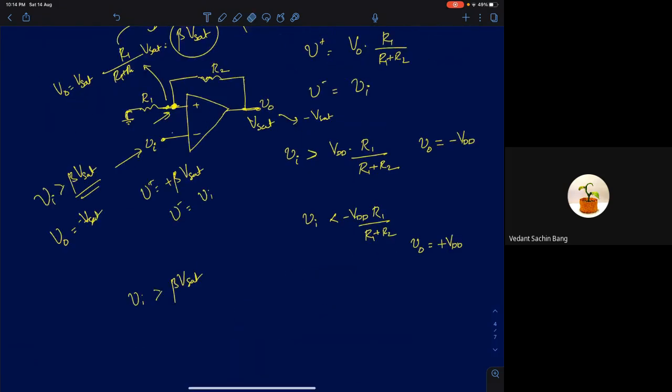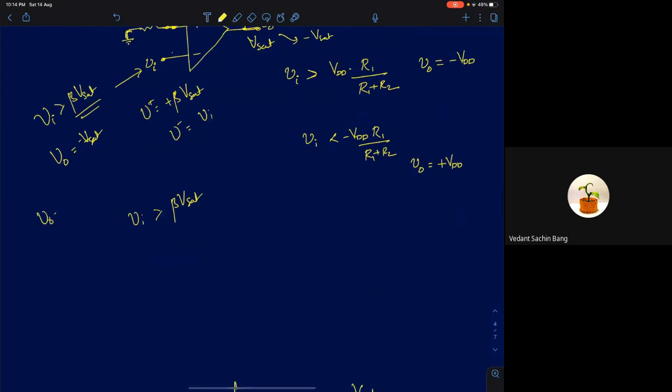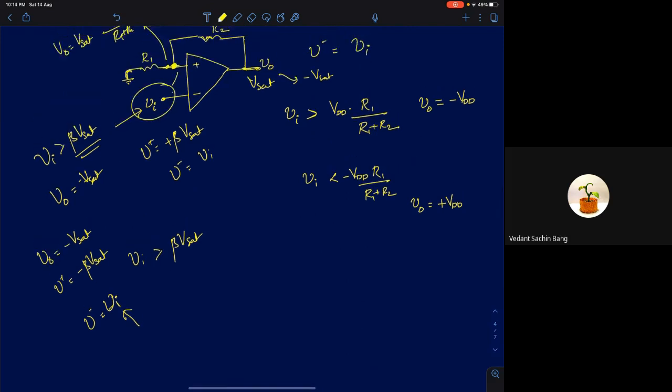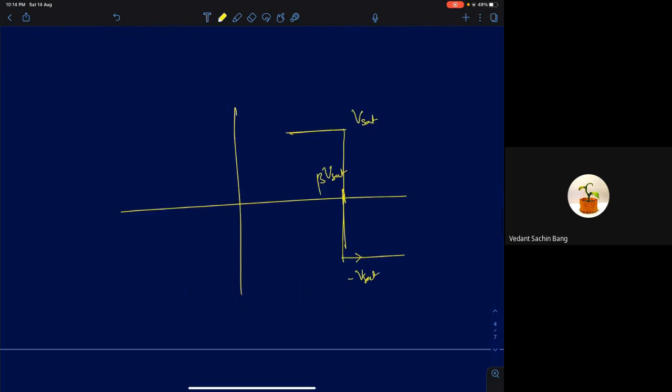See, now what is the value of V plus? Now the output V naught is at minus Vsat, and your V plus will be at minus beta Vsat, and V minus is at Vi. Now I'm making the input more positive. If I make Vi more positive, the negative terminal will always be higher than the positive terminal. So what will be the output voltage? It will always be minus Vsat. So this is how the graph looks. It will remain at minus Vsat.